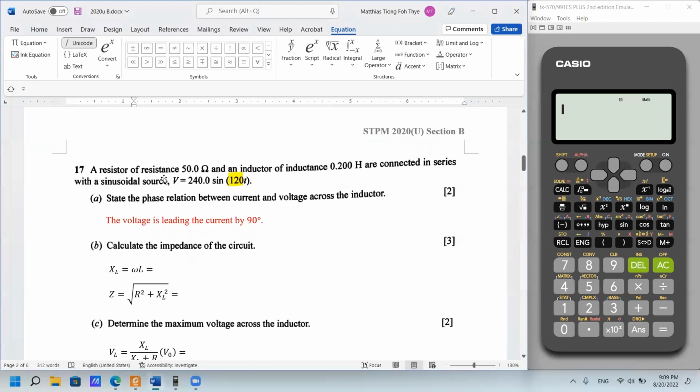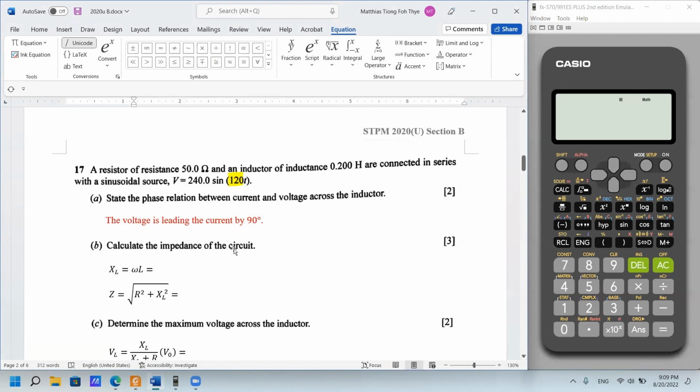A resistor of resistance 50 ohm and an inductor of inductance 0.2 Henry are connected in series with a sinusoidal source V equal to 240 multiplied by sine 120t. So the 120 here should be referred to as the angular frequency. First is to state the phase relation between current and voltage across the inductor. Simple, the voltage across the inductor is leading the current by 90 degrees.